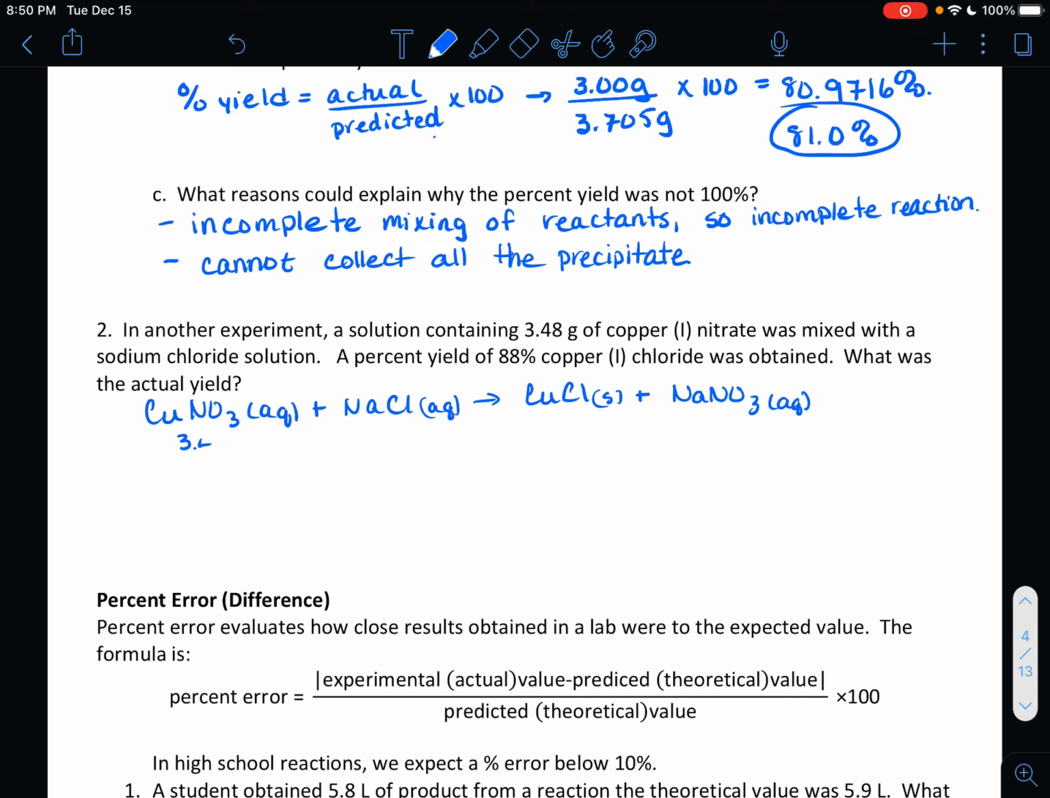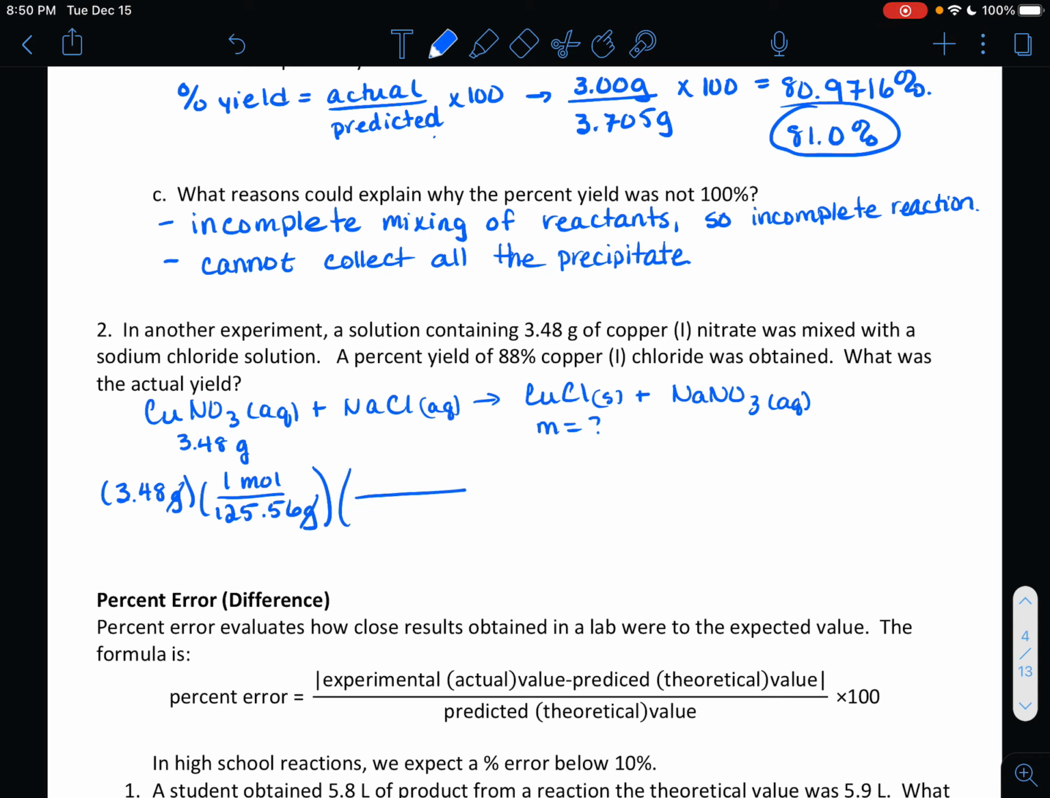I have 3.48 grams of copper 1 nitrate that was added, and then I need to figure out what the theoretical mass of precipitate is that I would obtain from this reaction. So again, same thing. I have a balanced equation. My next step, as always, is to find moles. And my molar mass is 125.56 grams per mole. So that's done. And I have my moles of CuNO3.